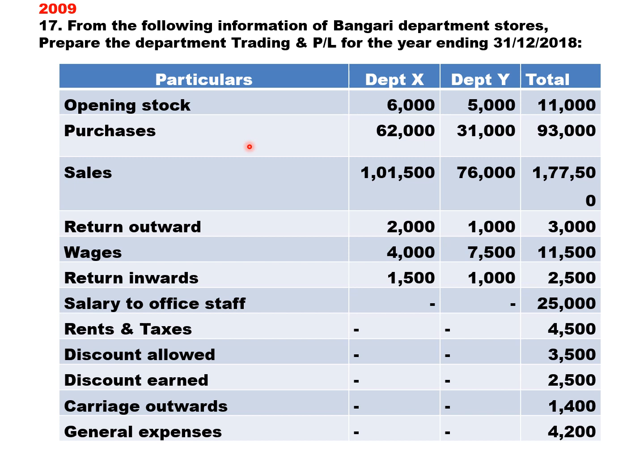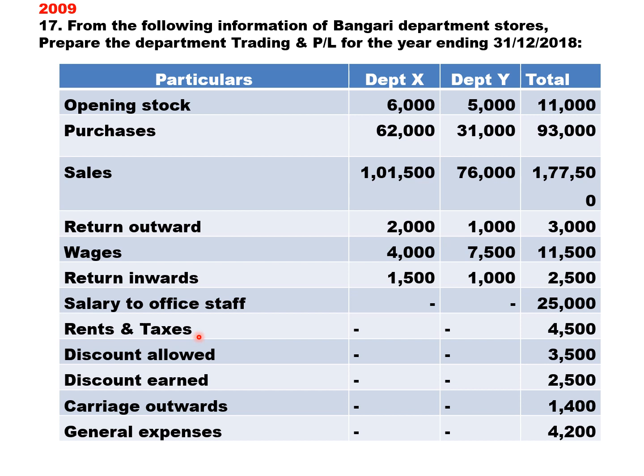2018. So students, we have opening stock 6,000, 5,000 and total. Purchases 62,000, 31,000 and total. Sales they are given 1,01,500, 76,000 and then total. Returns outward is treated as purchase returns. So purchase returns have to be deducted from purchases. Wages to be taken in trading account. And then returns inward is treated as sales returns. So returns inward, sales return to be deducted from sales.